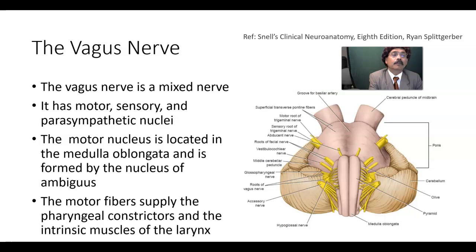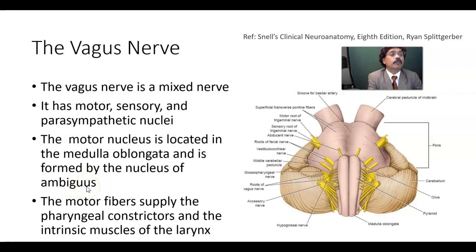The vagus nerve is a mixed nerve. It has motor, sensory, and parasympathetic nuclei. The motor nucleus is located in the medulla oblongata. This is the lower part of the brain stem and is formed by the nucleus ambiguus.